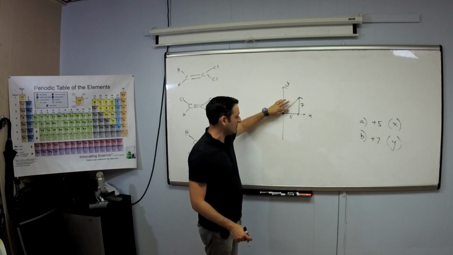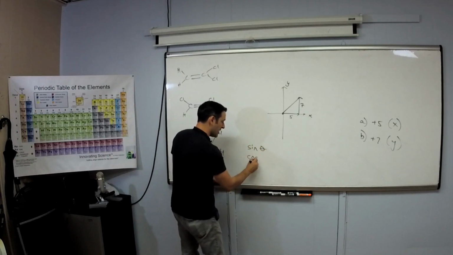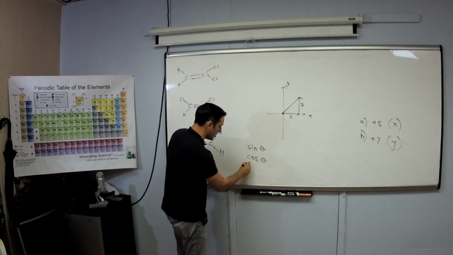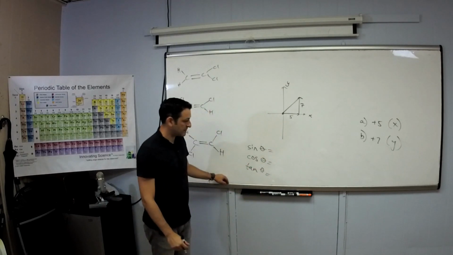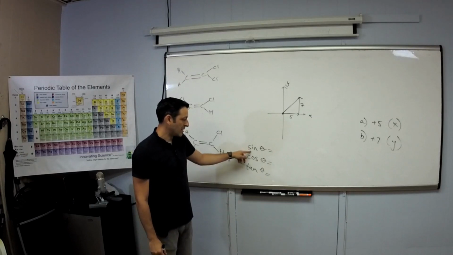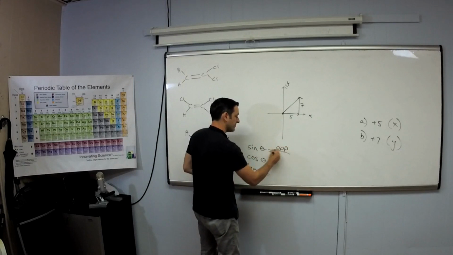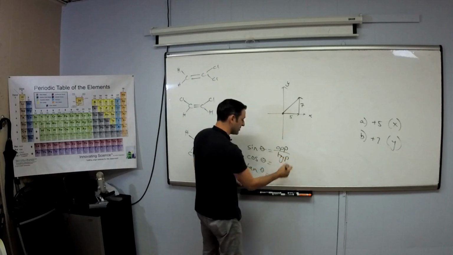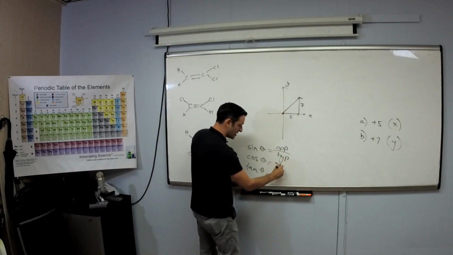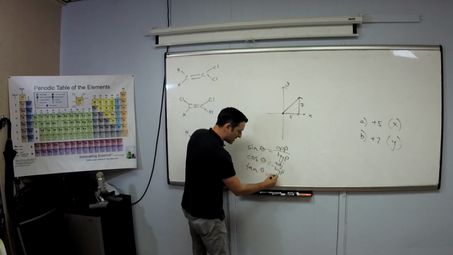And how do you get the angle? You should know that sine of theta, cosine of theta, and then there's tangent of theta. Sine of theta is equal to what? Opposite over hypotenuse. Cosine of theta is adjacent over hypotenuse. Here comes high school math. Tangent of theta is opposite over adjacent.